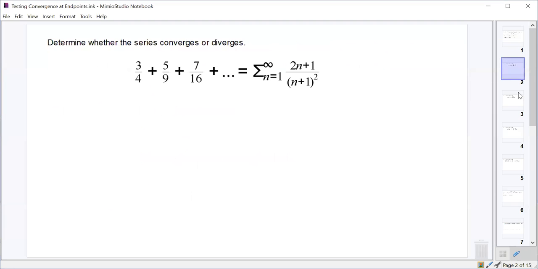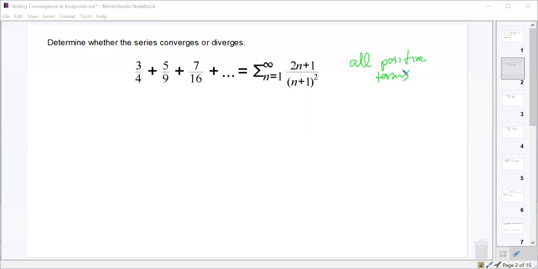So let's take a look at this series here: 3/4 plus 5/9 plus 7/16, and so on. The sum from n equals 1 to infinity of (2n plus 1) over (n plus 1) squared. And we're going to try to determine if this converges or diverges. So first off, as we look at this, does this have all positive terms? Yes. I just want to make a note here that this has all positive terms.